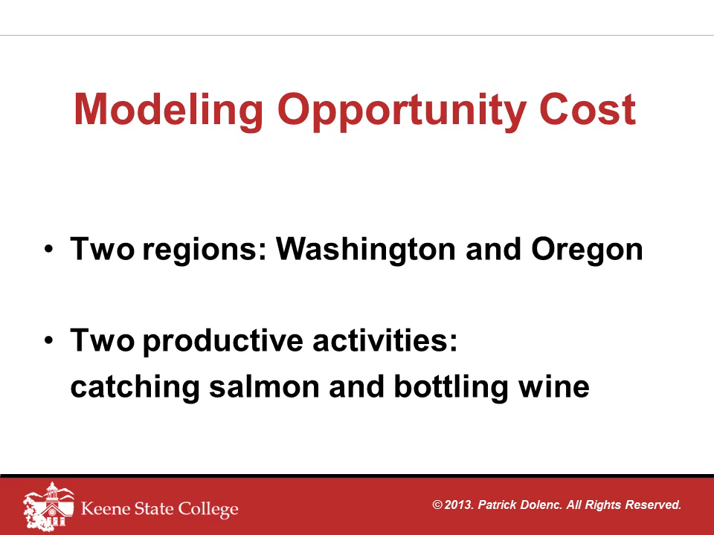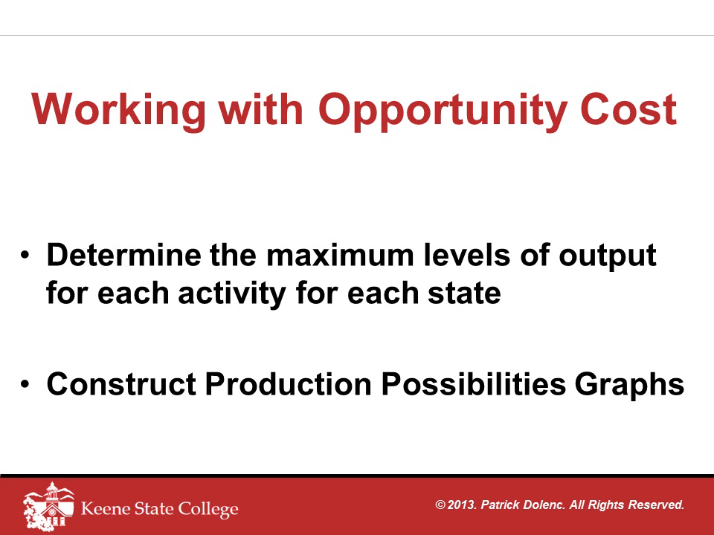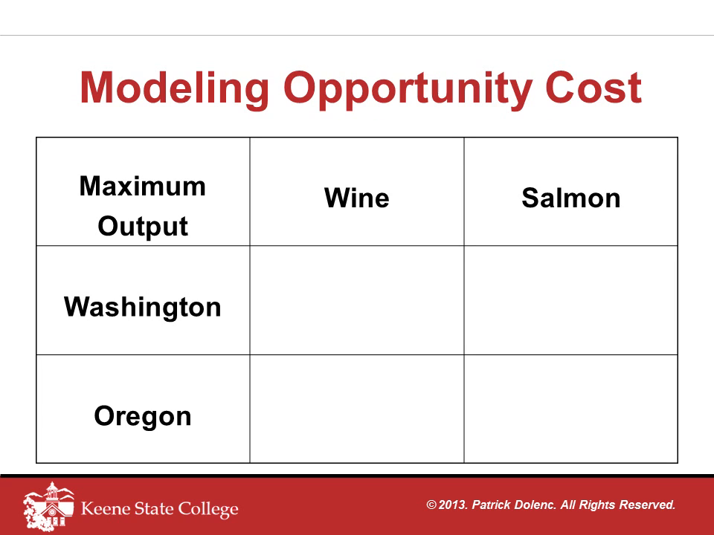We simplify with only two productive activities to make it very clear that the next best option when either productive activity is pursued is the alternative activity. In order to work with opportunity cost in this example, our model first requires that we determine the maximum level of output, both for salmon and for wine, in each state. Then we're going to use that information to construct what are known as production possibilities graphs. First, we'll focus on the maximum levels of output.